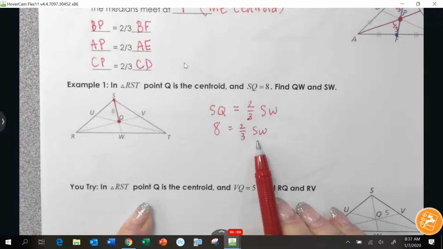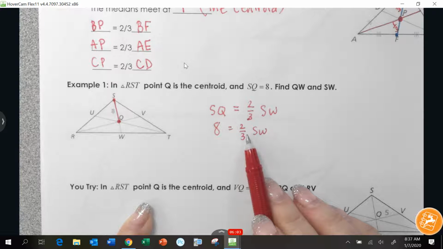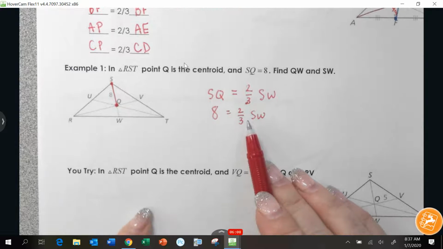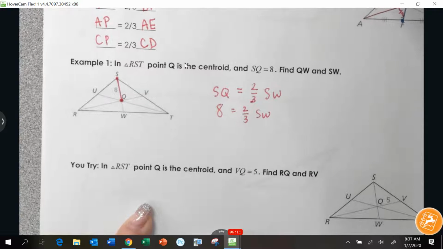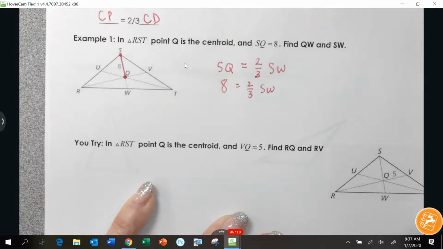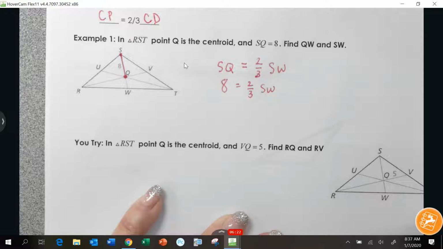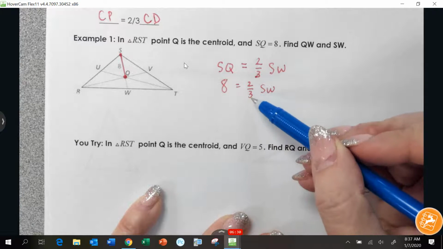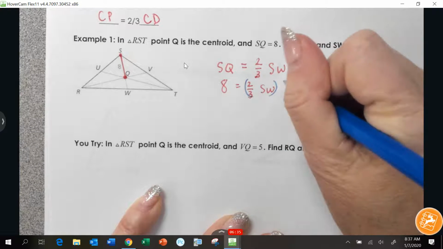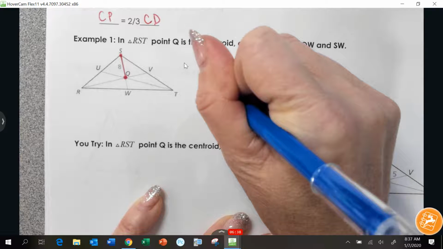And I need to get SW, so I need to solve this equation by getting rid of 2/3. 2/3 is being multiplied. How do we cancel out 2/3 that's being multiplied? Alex? Multiply 3 over 2 on both sides. Okay. So instead of dividing both sides by 2/3, because that's too hard, we're going to multiply both sides by its reciprocal, right? That's what you're saying to me? Okay. So we're multiply both sides by 3 over 2.